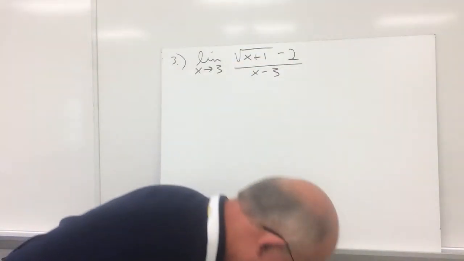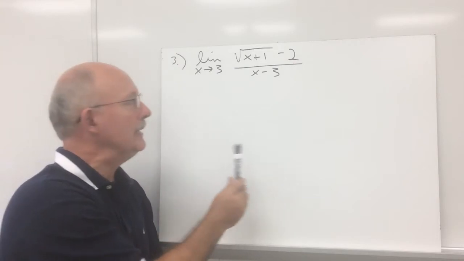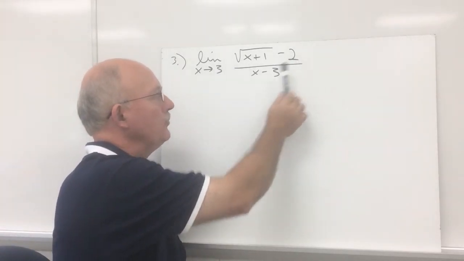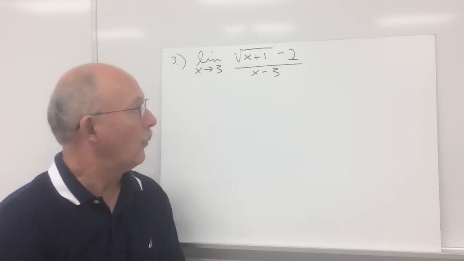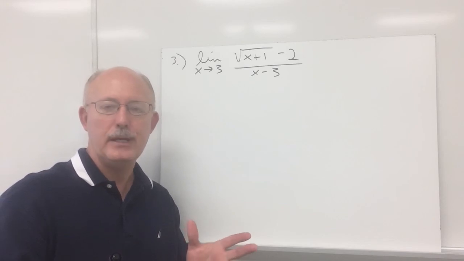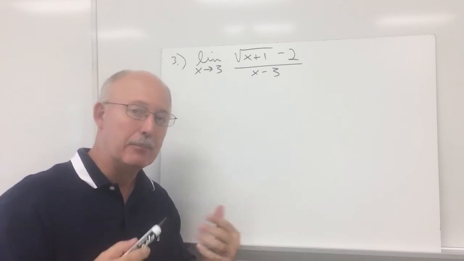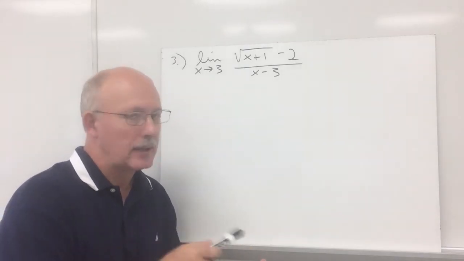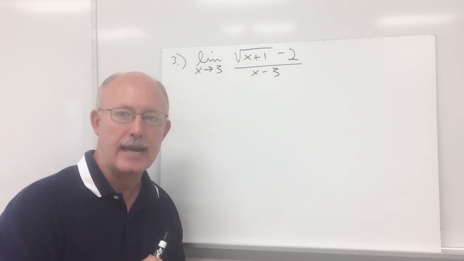Now, this third example, we have the limit as x approaches 3 of the square root of x plus 1 minus 2 over x minus 3. Now, what I want you to do with this problem, I want you to pause the video, and I want you to try this problem first. And then I'm going to work it out after you come back, and we'll see if you were able to work it correctly. So, pause the video now.